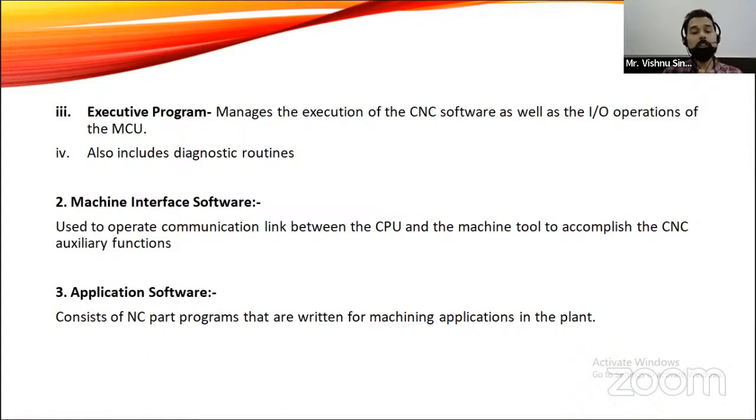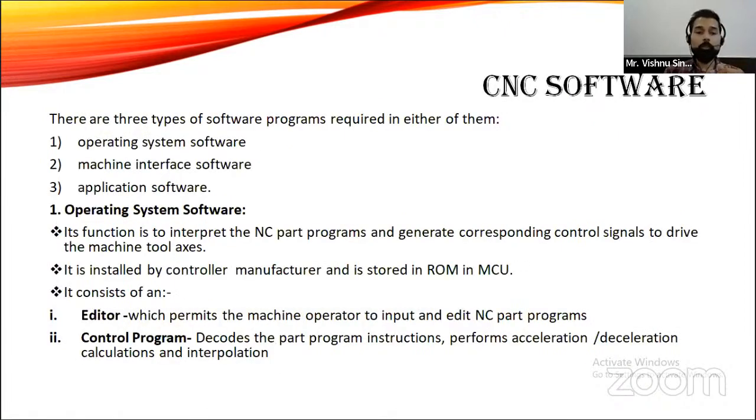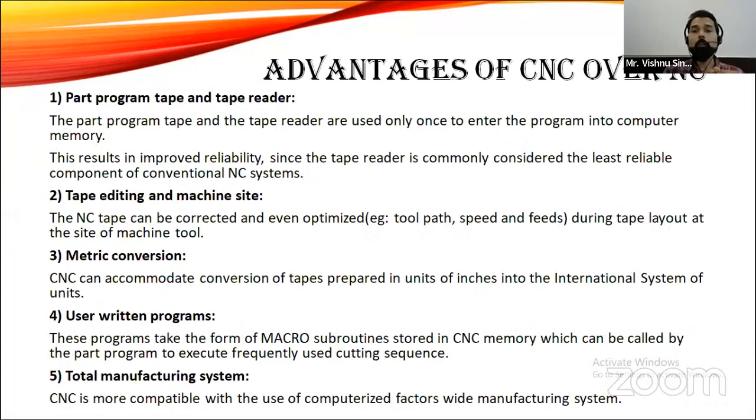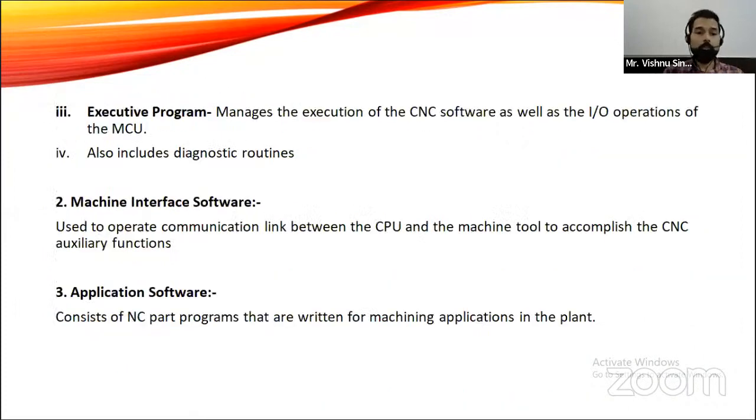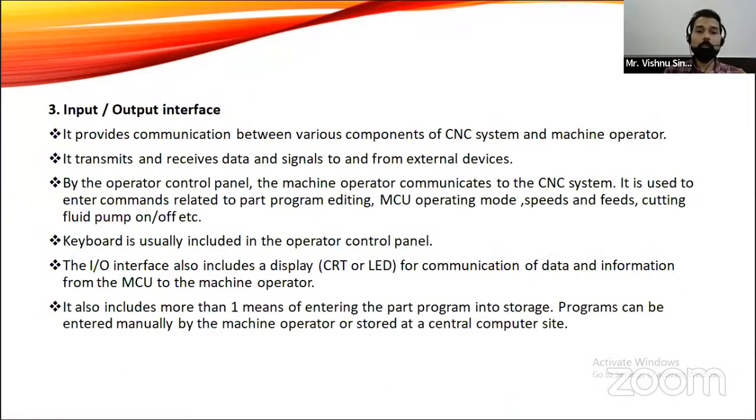And lastly is the application software. It consists of NC part programs that are written for machining applications in the plant. So basically, these are the three types of software that are used in a CNC machine. Before moving forward, let's revise the topics that we have done today.